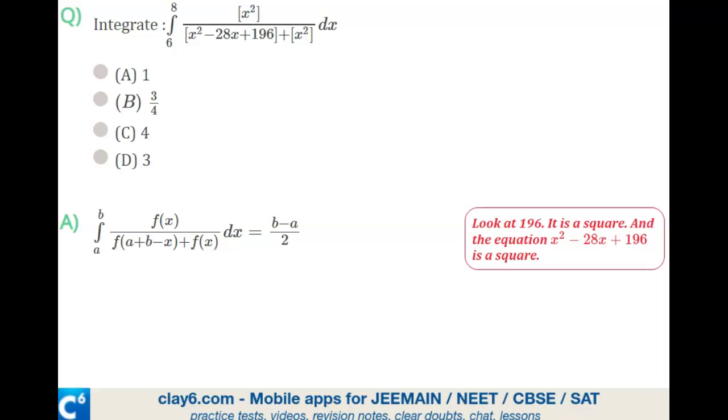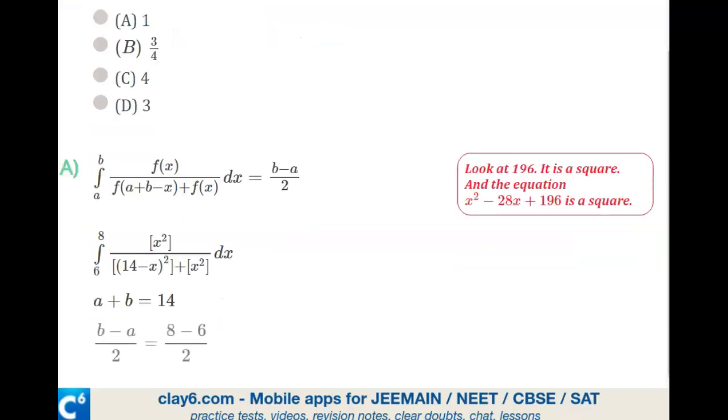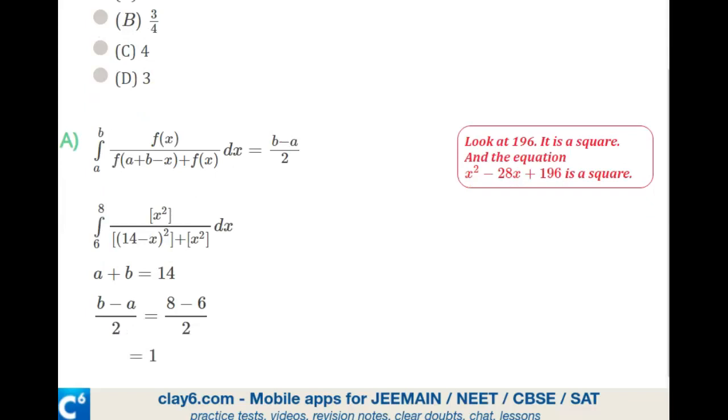So what is a plus b? So we are going to write it in that form. So what is a plus b now? Right away, 14. So we got it. So a plus b is 14 clearly. So that means that the formula applies now. So this is b minus a by 2, 8 minus 6 by 2 equal to 1.